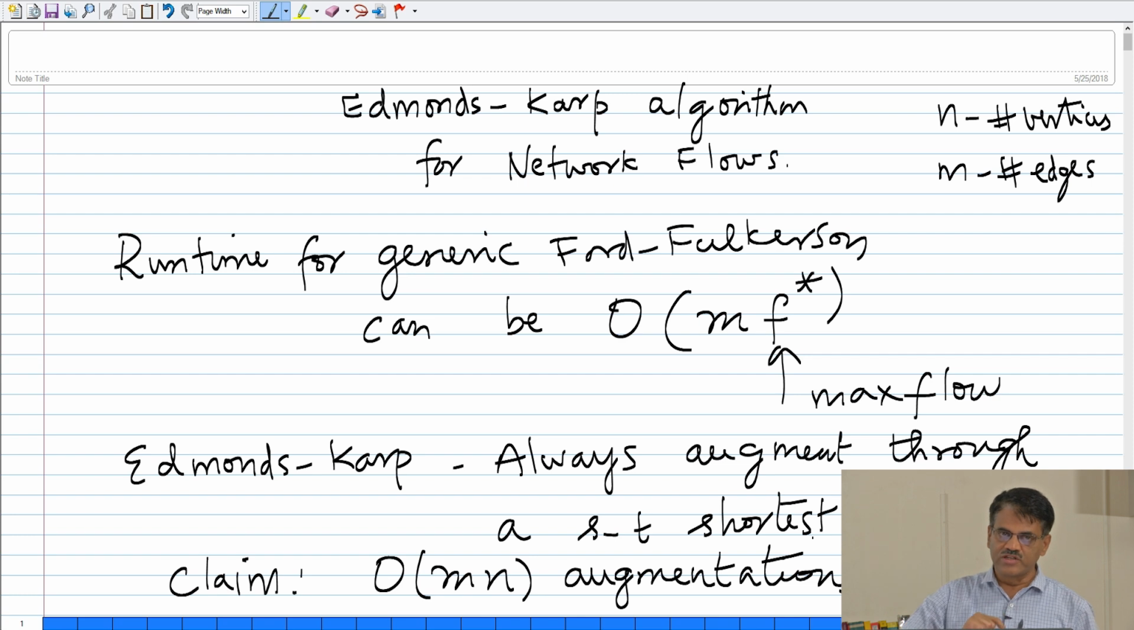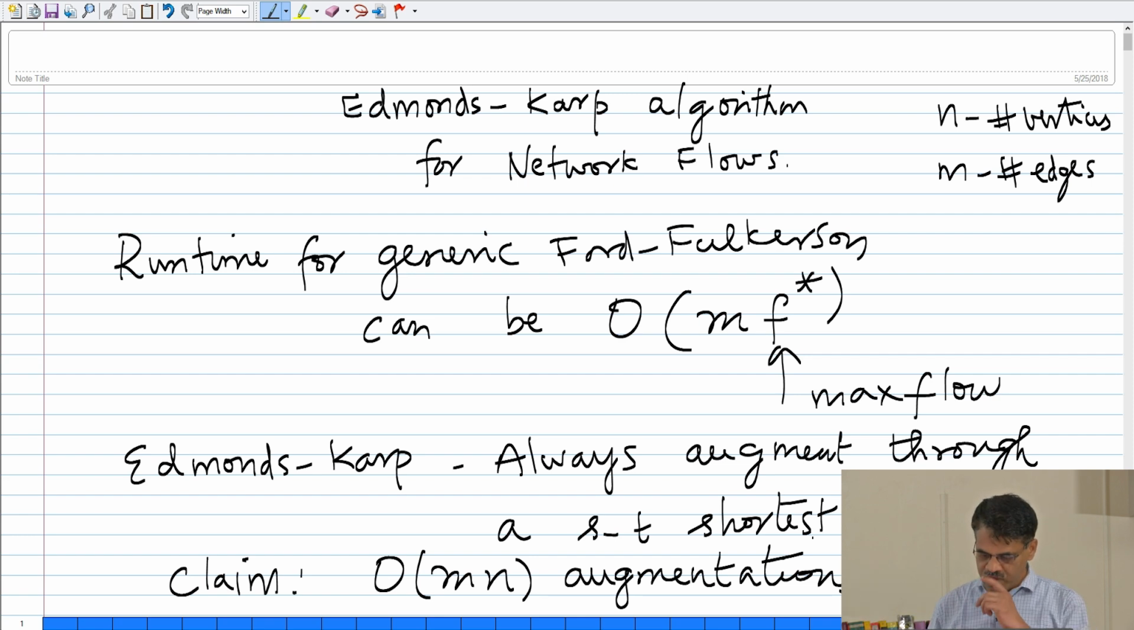Because the shortest is not just the length but also adds the weight, so you need to do Dijkstra. Anyway, if you just do BFS, in our case, when we say shortest, it's only in terms of the length. Ignore the capacities, weights for the moment. You just find the shortest s-t path.